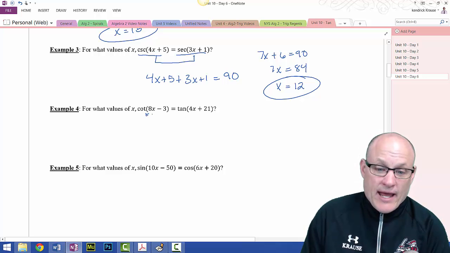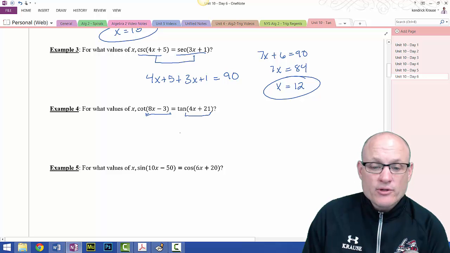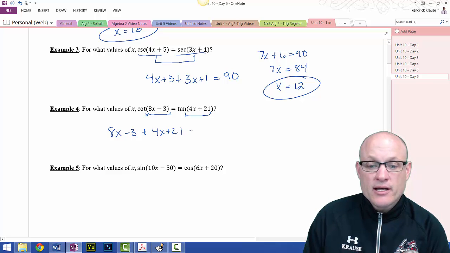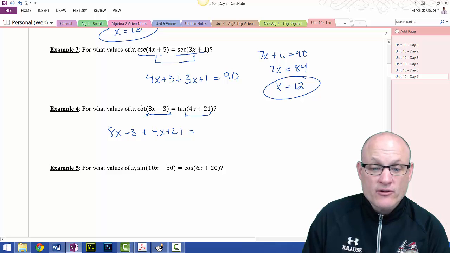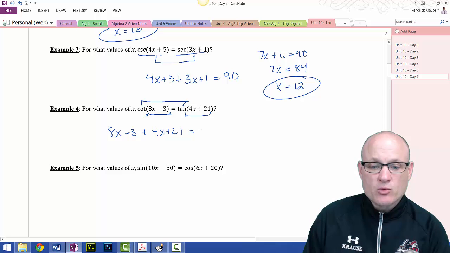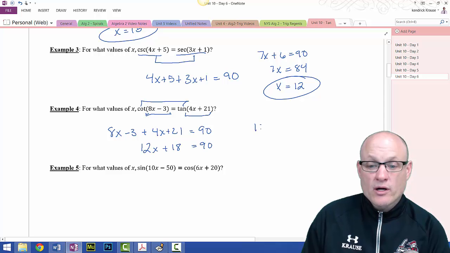Same thing. We're going to add these up to equal 90. So 8x minus 3 plus 4x plus 21 have to equal 90. This is true of all cofunctions. As long as these are cofunctions, they're going to equal each other, so they add up to equal 90 degrees. So add these up, I get 12x plus 18 is equal to 90, or 12x is equal to 72, or x equals 6.